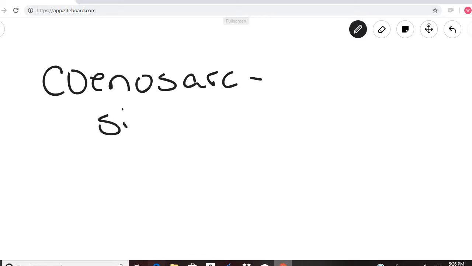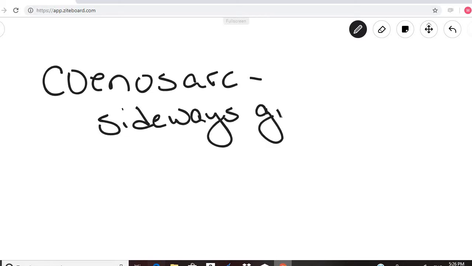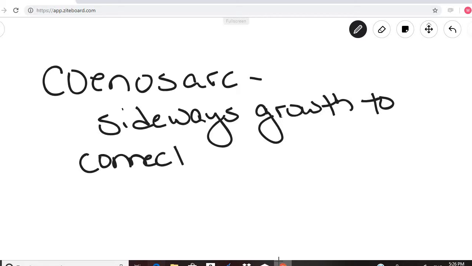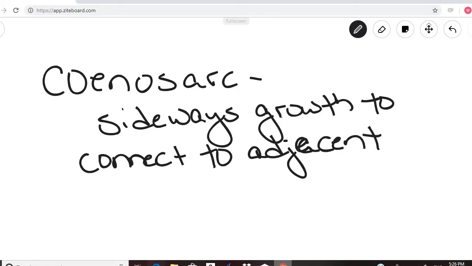Coenosarc. So these are like sideways growth, to connect to an adjacent polyp. So that obviously is also going to contribute to the growth of a coral reef as you get those extensions sent out in a horizontal way.